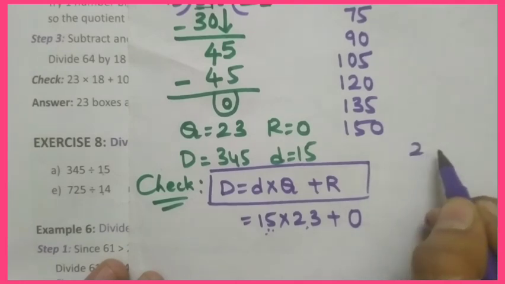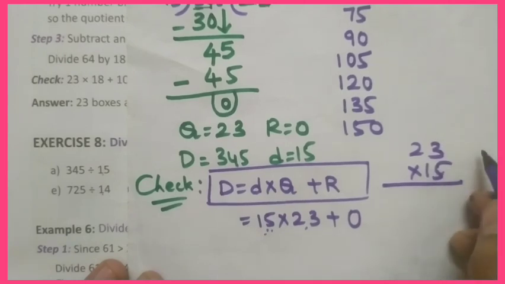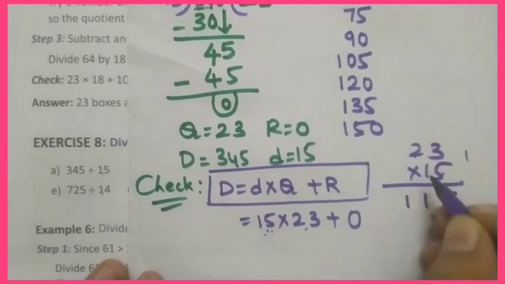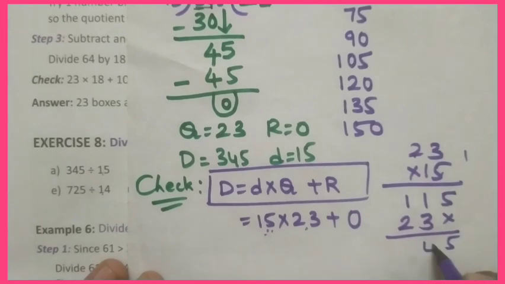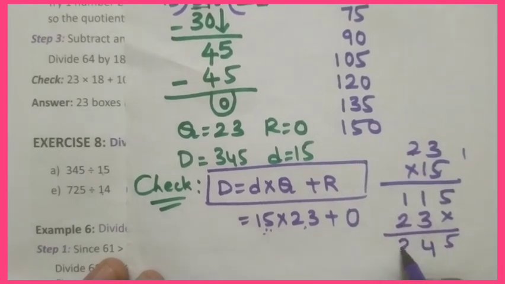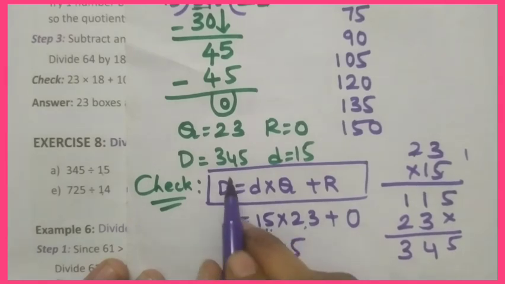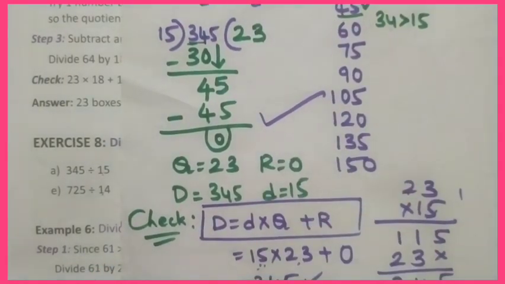Okay, 23 into 15. 5 3s are 15. 1 carry, 5 here. 5 2s are 10. 10 plus 1 is 11. 3 1s are 3. 1 2s are 2. 5, 4. 1 plus 2 is 3. 345. We got this dividend. Yes, so the answer is correct.